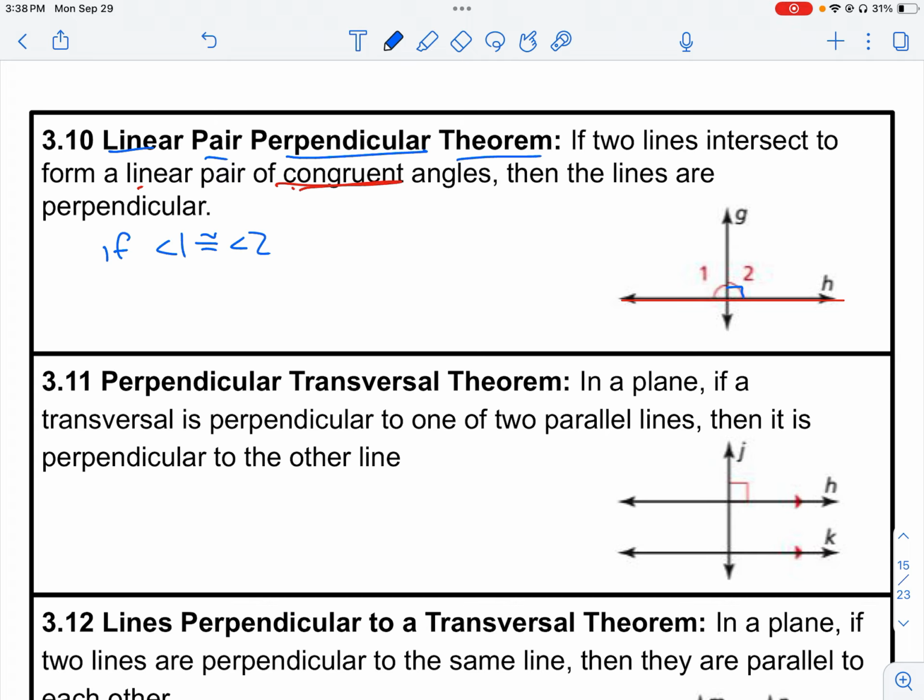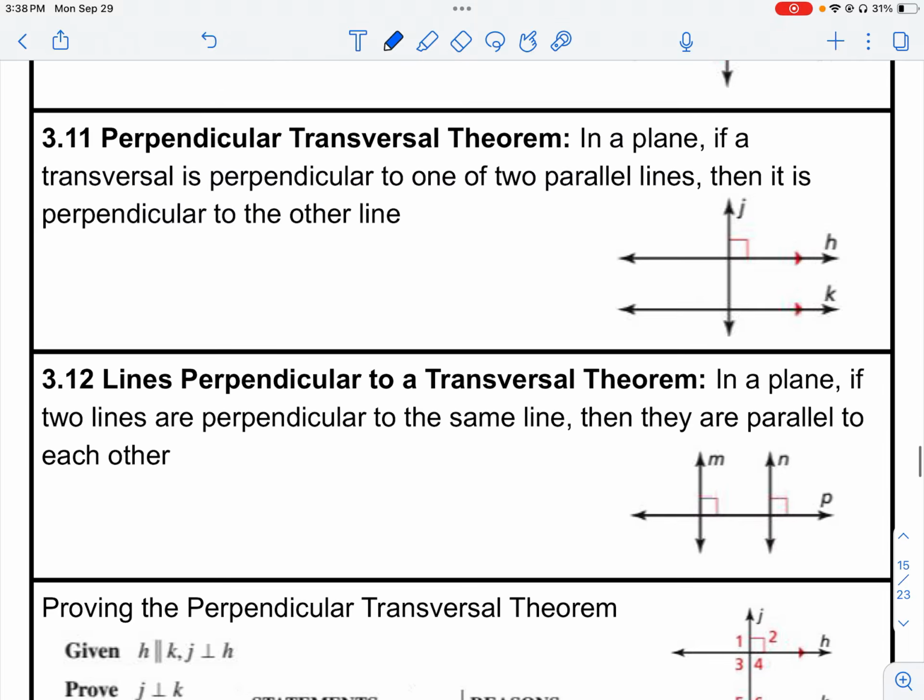It means line G and line H are perpendicular. So then G is perpendicular to line H. Simple enough if you think it through. So perpendicular transversal theorem. In a plane, if a transversal is perpendicular to one of two parallel lines, then it is perpendicular to the other line. So here we have our little arrows that tell us H and K are parallel. So let's write that down.